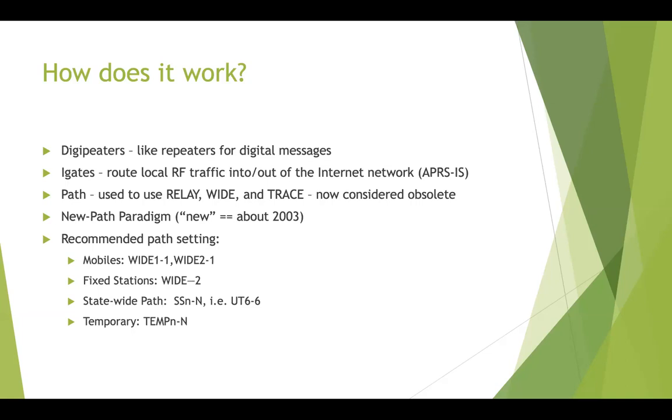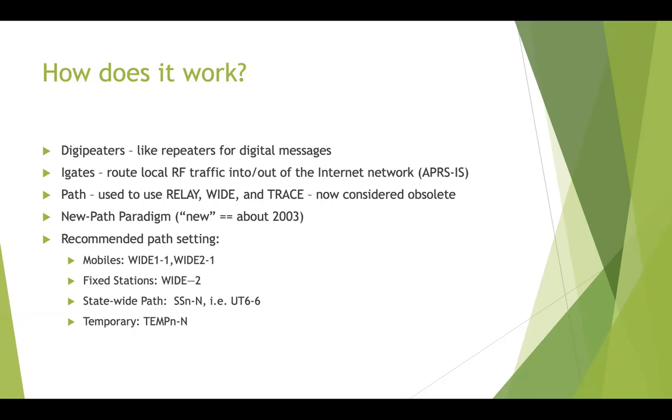The other part of the message is the path which should be used. Back in the early days, they used paths like RELAY, WIDE, or TRACE. Those are now obsolete. So if you ever find any APRS equipment that's configured to still use RELAY, you should tell the owner not to use that anymore. Since about 2003, we've been using the so-called new path paradigm. What the new path paradigm does is it says, I'm going to send markers that show how far I expect this packet to travel or how many hops I expect it to take.